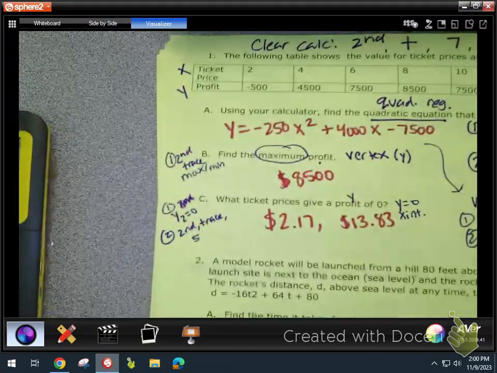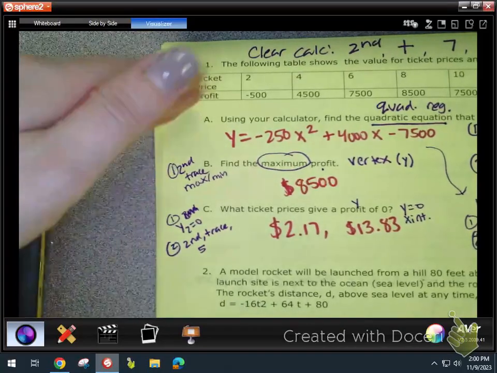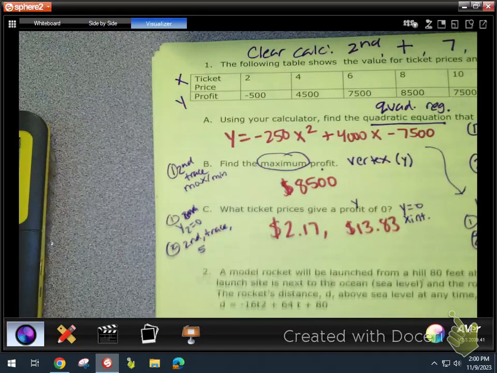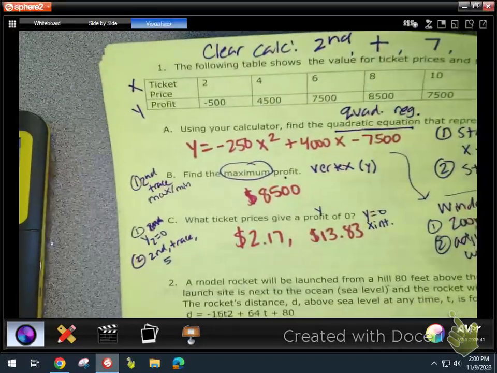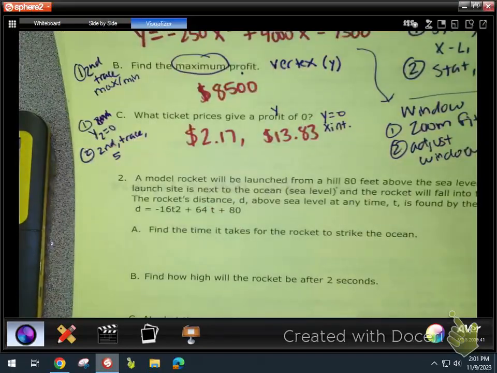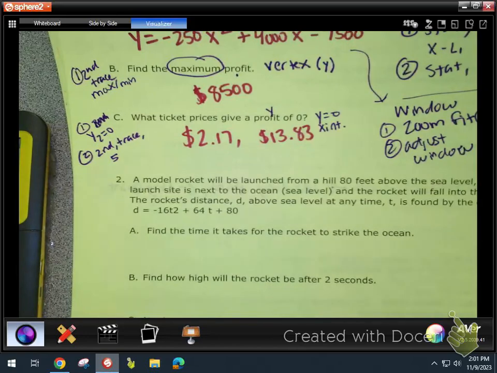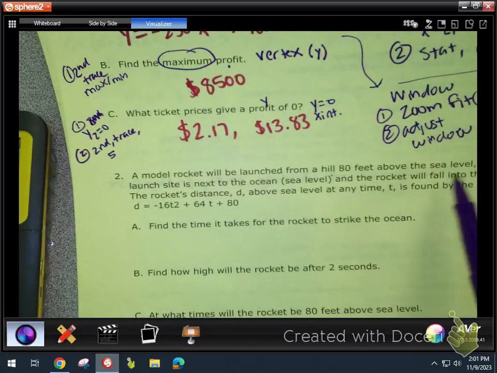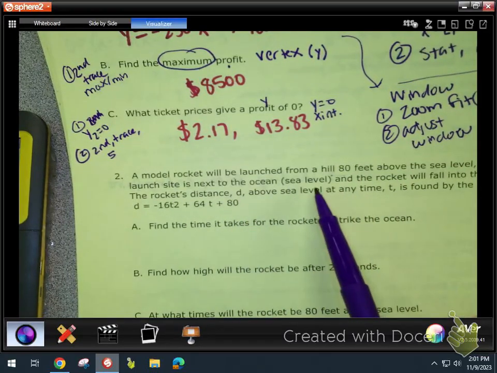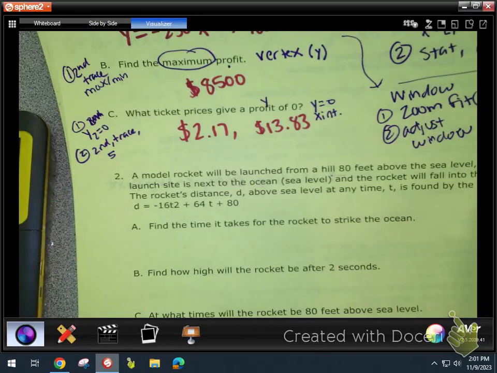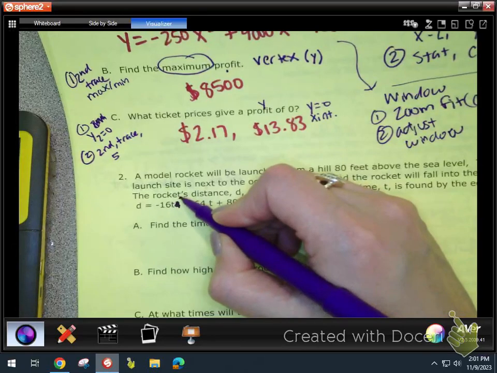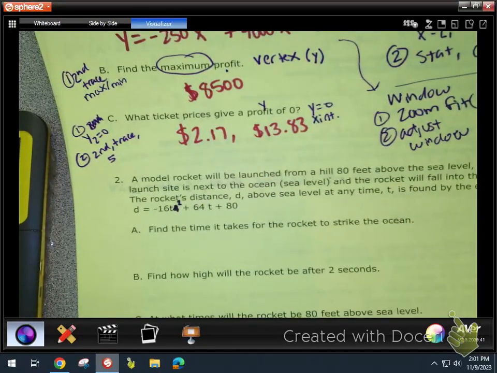So again, this was a very slow explanation of everything that's written out on that other page. Let's try another. Read the story. Hey, I'm going to shorten some of these notes for you, but I need you to stay with me. A model rocket will be launched from a hill 80 feet above sea level. The launch site is next to the ocean, which is at sea level. The rocket will fall into the ocean. The rocket's distance, d, above sea level at any time is found by the equation. Y'all, this 2 is supposed to be an exponent right there. Negative 16t squared.